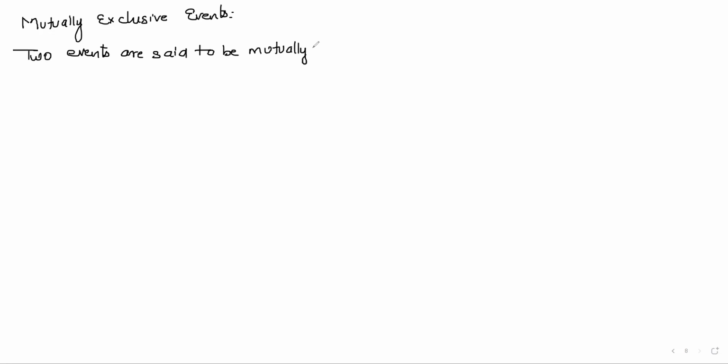The next is mutually exclusive events. Two events are said to be mutually exclusive if they can't occur simultaneously. Okay, they can't occur simultaneously.